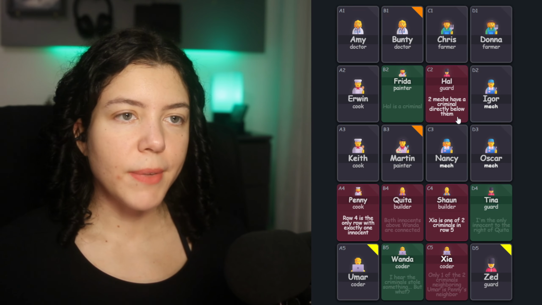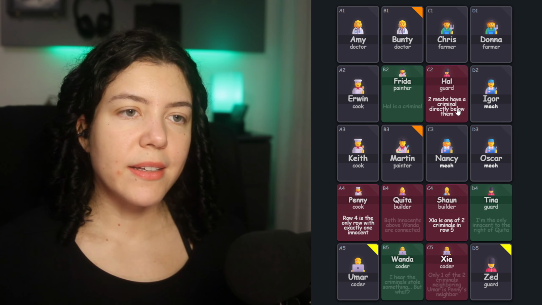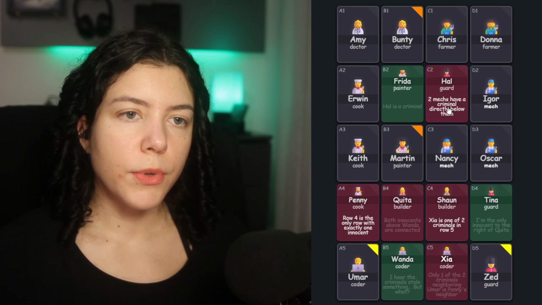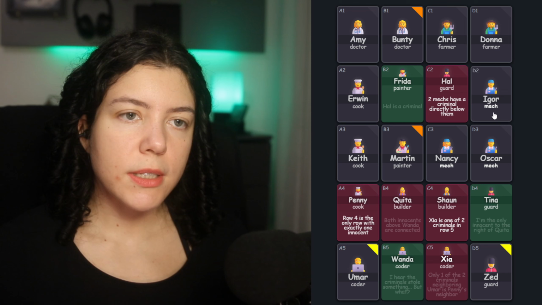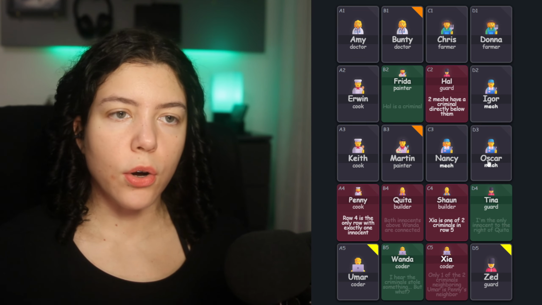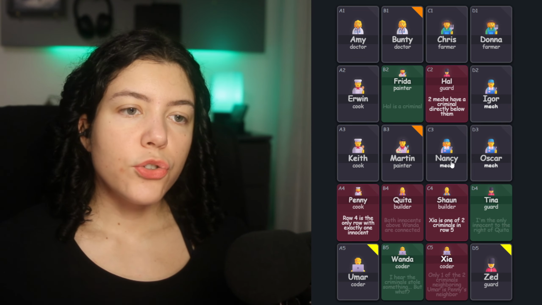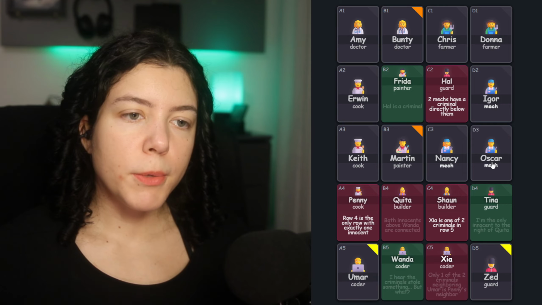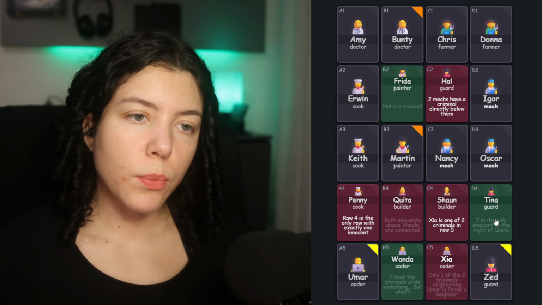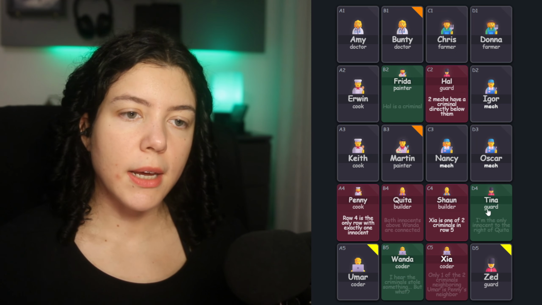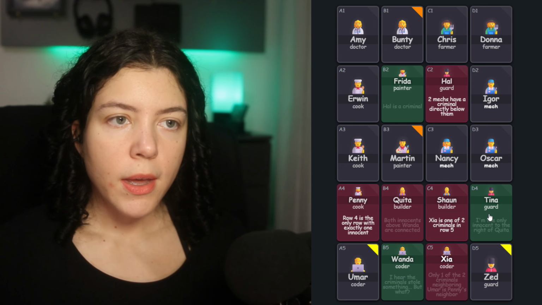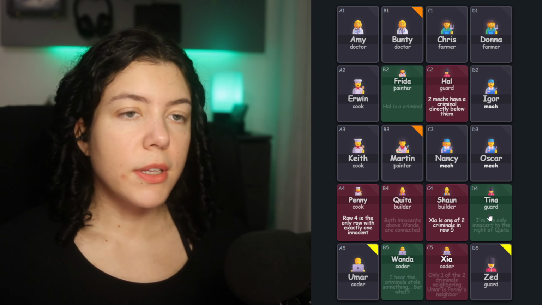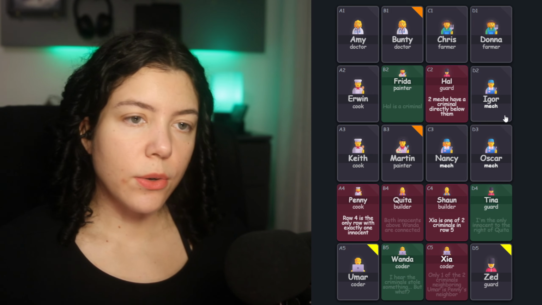Get all we need from that. Hall says that 2 mechanics have a criminal directly below them. Okay, so double clicking the clue to highlight all of the mechanics, we see that Igor, Nancy, and Oscar are all mechanics. And 2 of them already have people below them revealed, one of which is a criminal, the other one is an innocent.